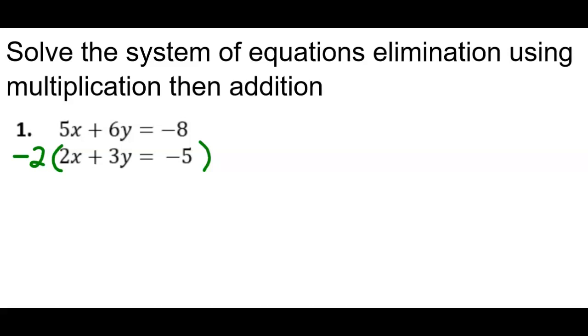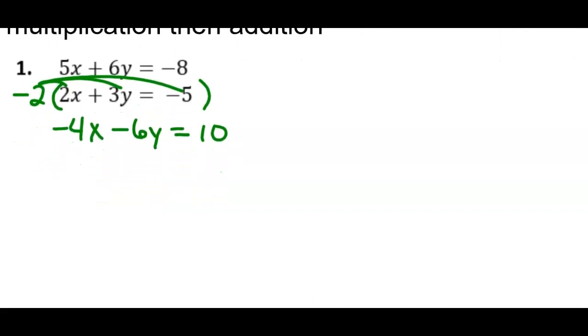So, multiply that by negative 2. 2 times negative 2 is? Negative 4x. 2 times negative 3 is? Or 2 times positive 3? Negative 6y. Negative 2 times negative 5 is? Positive or negative? Why is it positive? Negative times a negative is a positive. Okay, so that's my new equation.